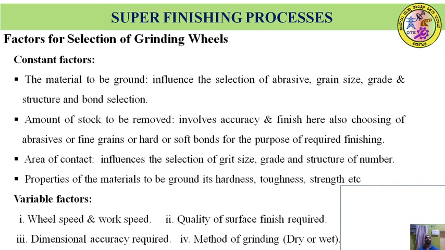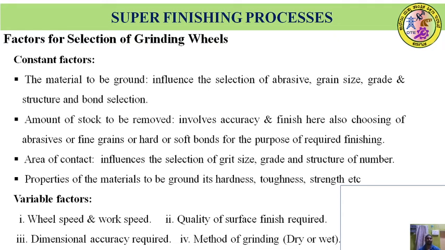The constant factors include the material to be ground. Depending upon the material to be ground, whether it is steel, cast iron or a brittle metal, it influences the selection of abrasive, grain size, grade, structure and bond. We studied in the earlier class that brittle materials require a soft grinding wheel with fine grain size, whereas ductile material requires coarse grain size. So depending upon the material to be ground, we have to select the grinding wheel.